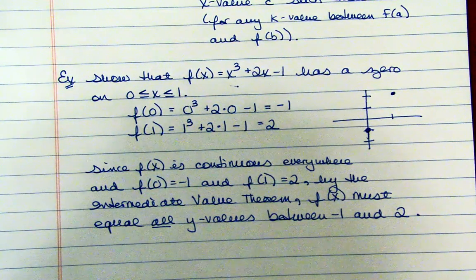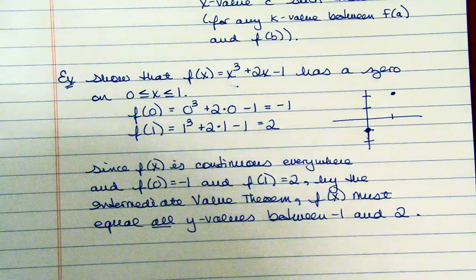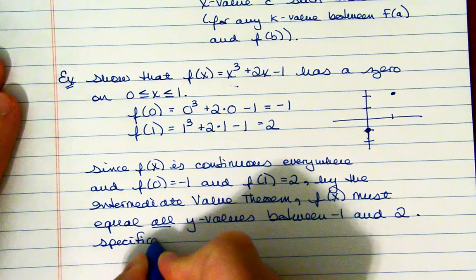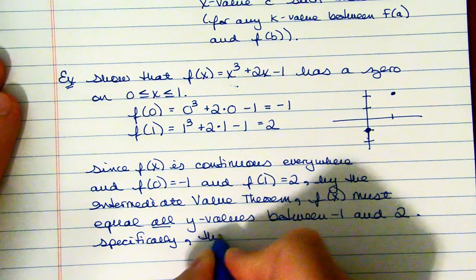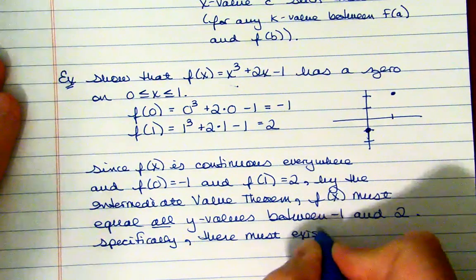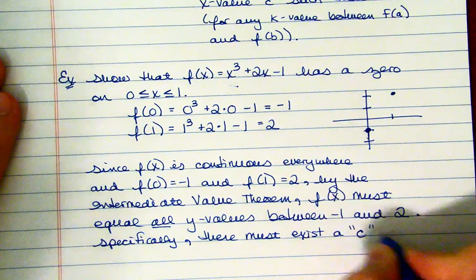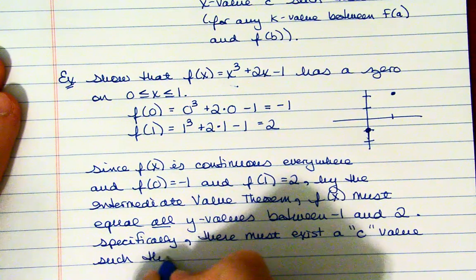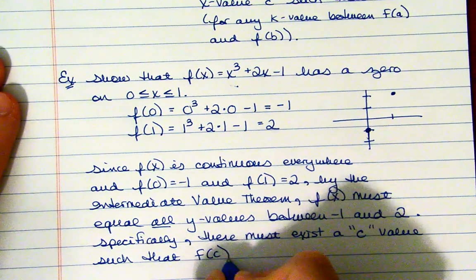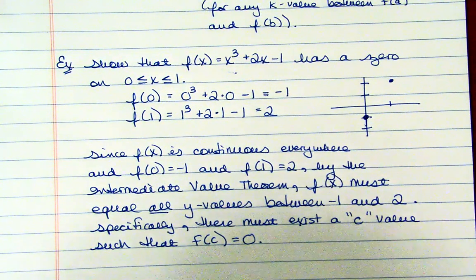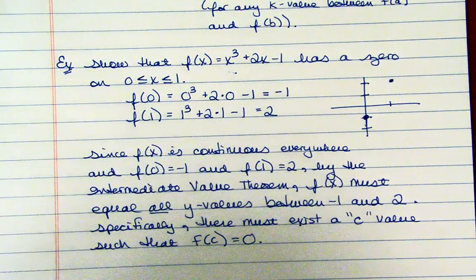Which y value was I trying to guarantee? 0. 0 is between negative 1 and 2, so it's going to work. So my conclusion is going to be specifically, there must exist a c value such that f of c equals 0. Specifically, there's a particular x value that I'm going to call c, such that the y value there is 0. This is the language we're going to need to write these things out.